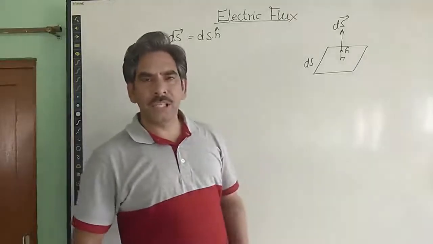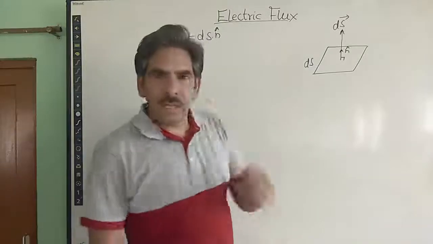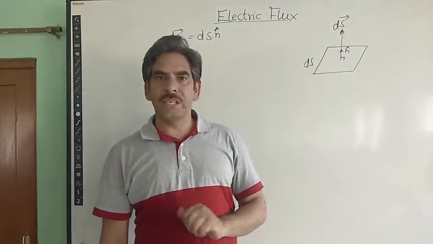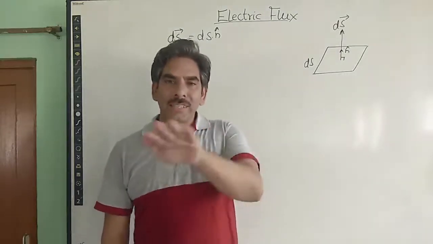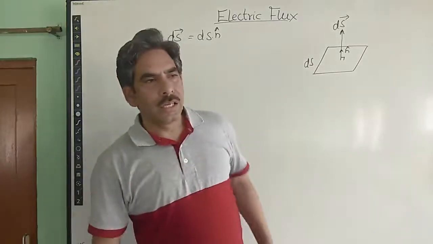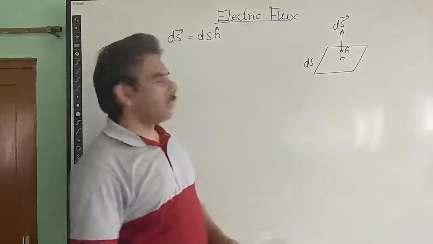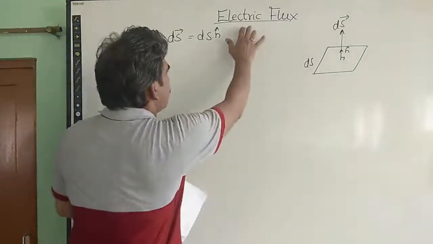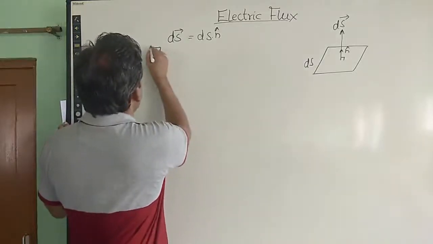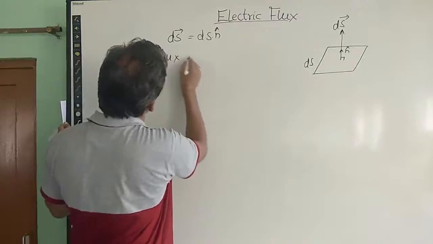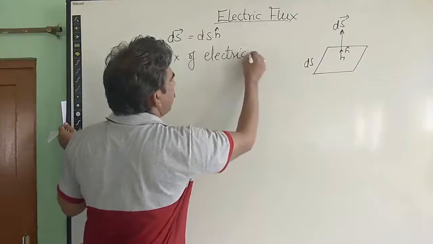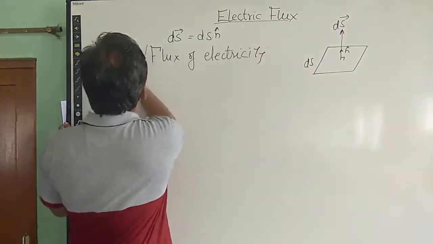So let me revise it once again. Area vector is a vector which is normal to the surface, which is giving the information about the orientation of the surface, inclination of the surface with respect to the flow, right? So this is about area vector. Now we define the term in which we are interested here. It is electric flux. So here electric flux means flux of electricity, or we can say flow of electricity.